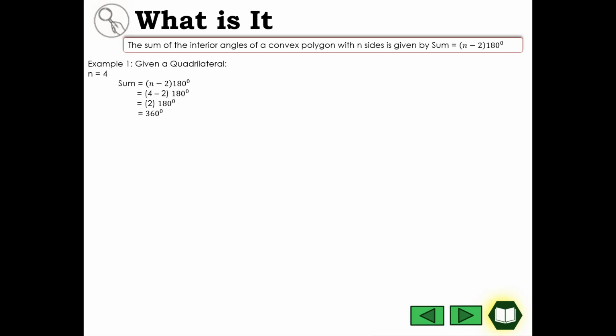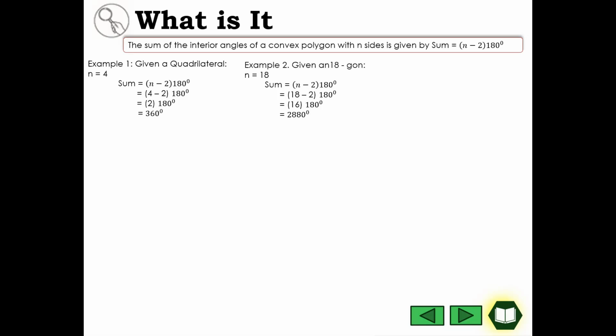Let us just simplify. Of course, following the PEMDAS rule, parenthesis first. So 4 minus 2 equals 2 times 180 degrees equals 360 degrees. Therefore, the sum of the interior angles of a quadrilateral is 360 degrees. Okay, let us have another example.